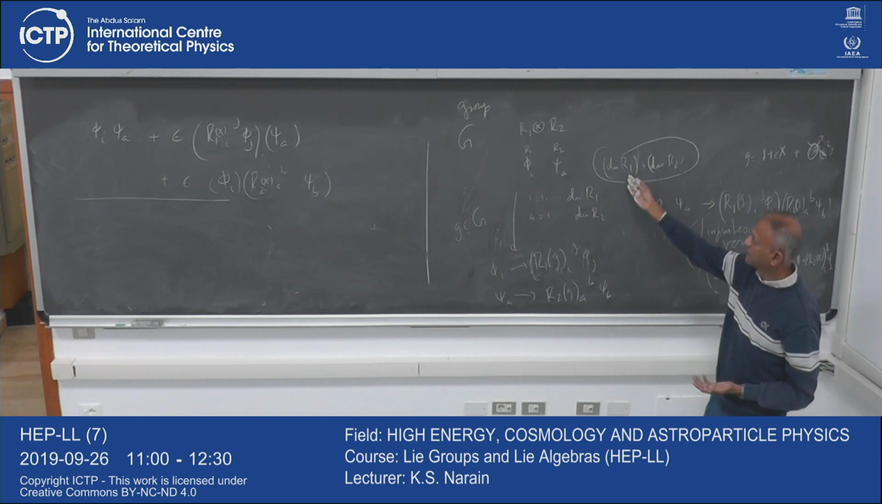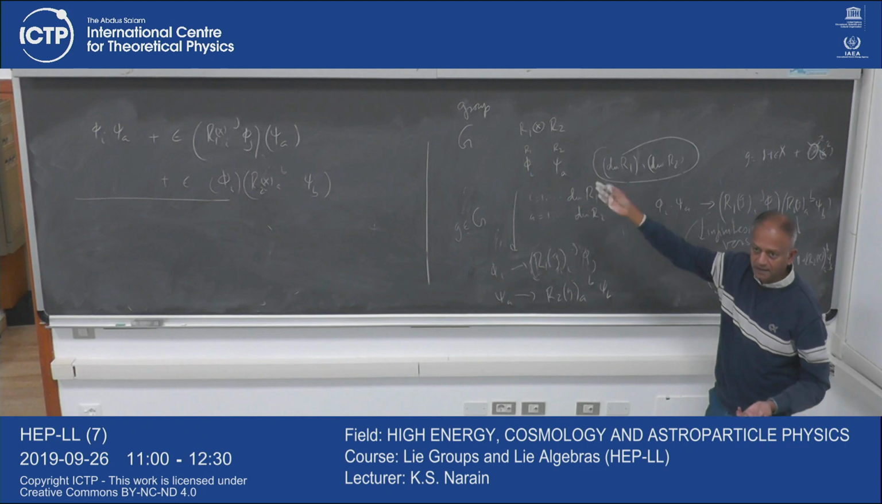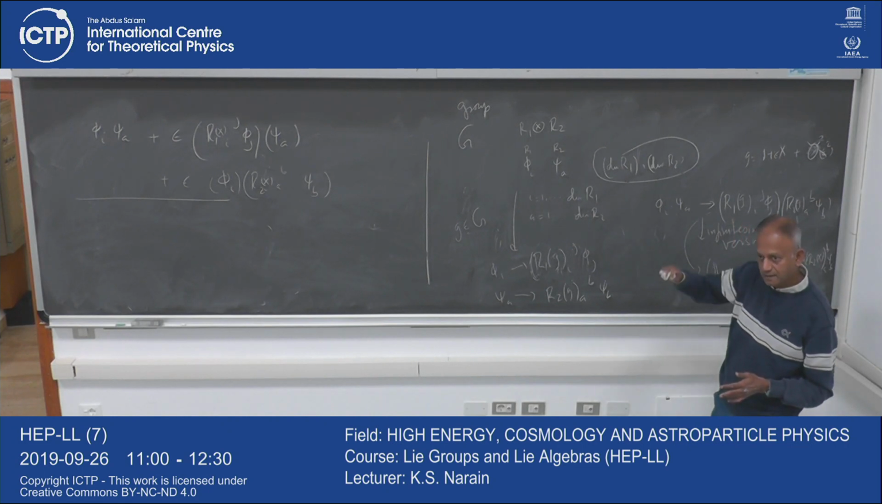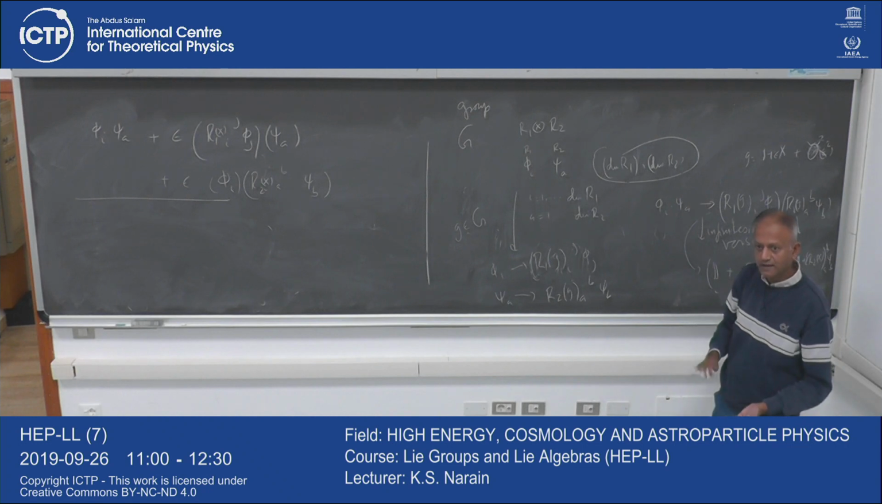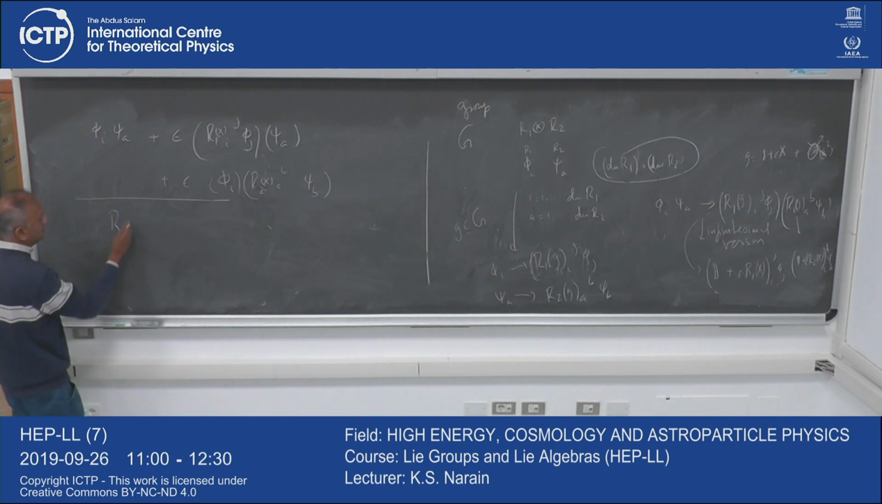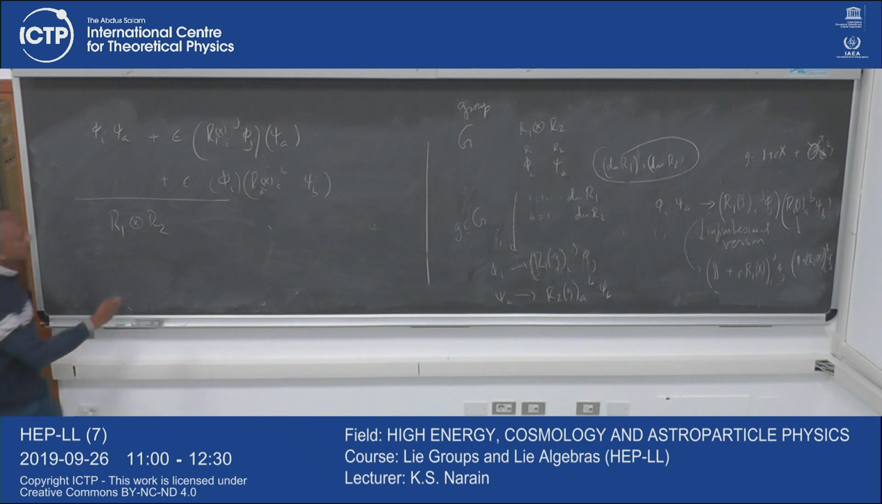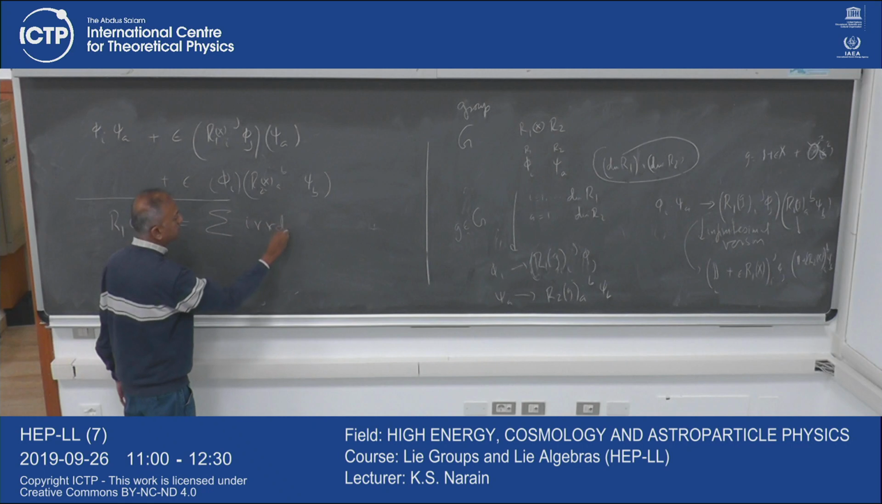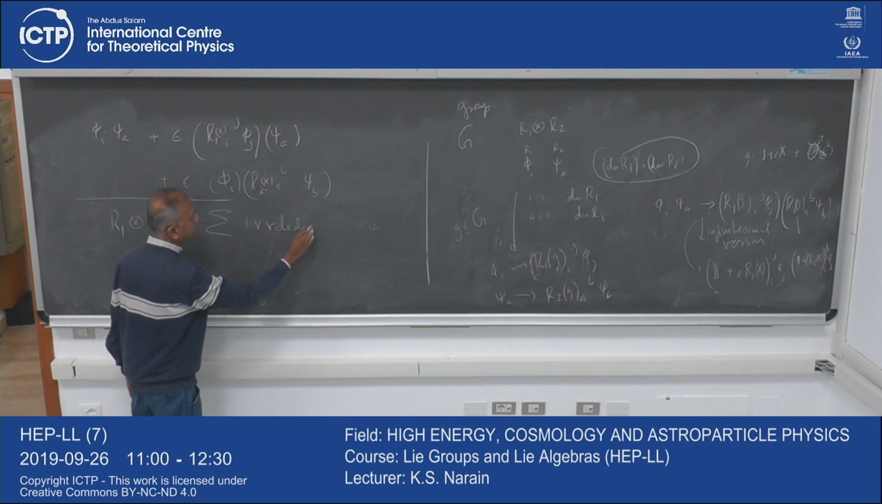Of course, this is going to be a representation of the group and therefore of the Lie algebra. But it is not an irreducible representation. Our aim is to decompose it into irreducible representations. So what we want essentially is to rewrite R1 tensor product R2 as a sum over irreducible representations. This is our aim.